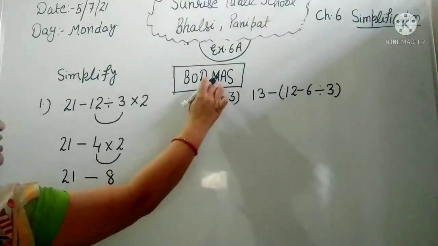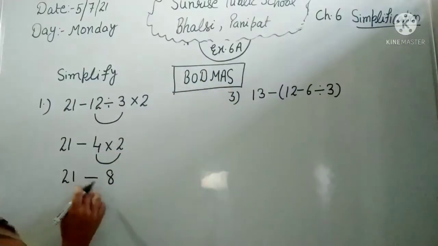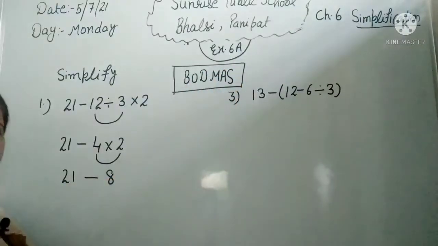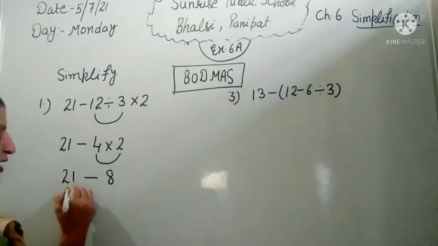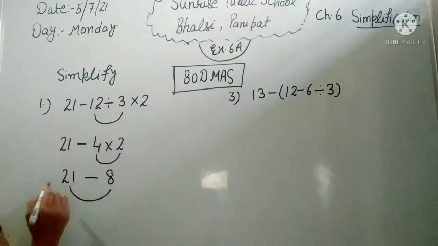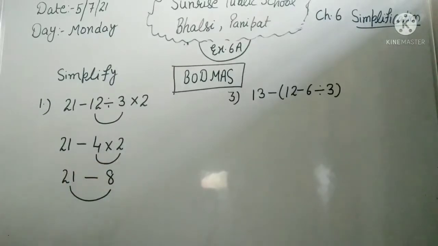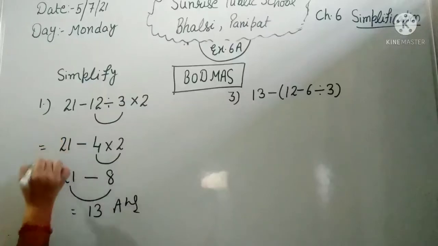Now after the multiplication, addition, but here is no addition. So we apply the next step, that is subtraction. Here is the subtraction symbol, and 21 minus 8, then we get 13, and 13 is your answer. Clear this one?